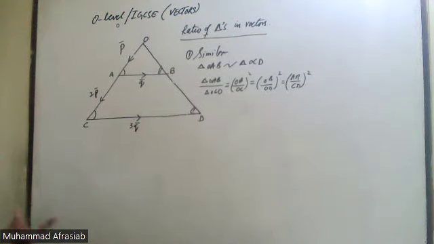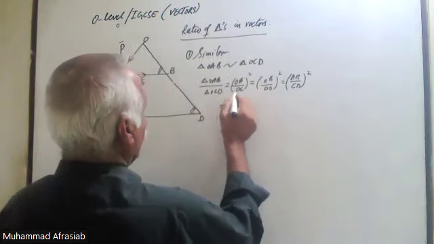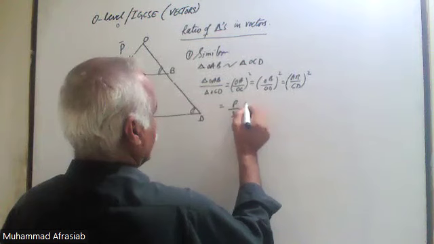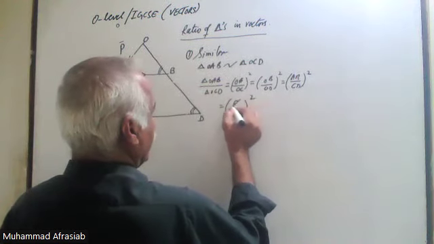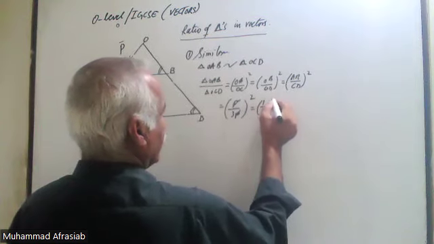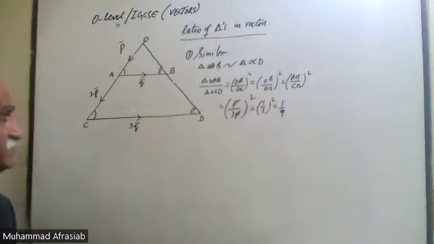Now we can calculate it from this part that OA is P over OC is 3P, and then it is squared. P and P cancel out. So 1 over 3 square, which is equal to 1 over 9. So whenever the figures are similar, then the ratio is the square of the ratio between their respective sides.